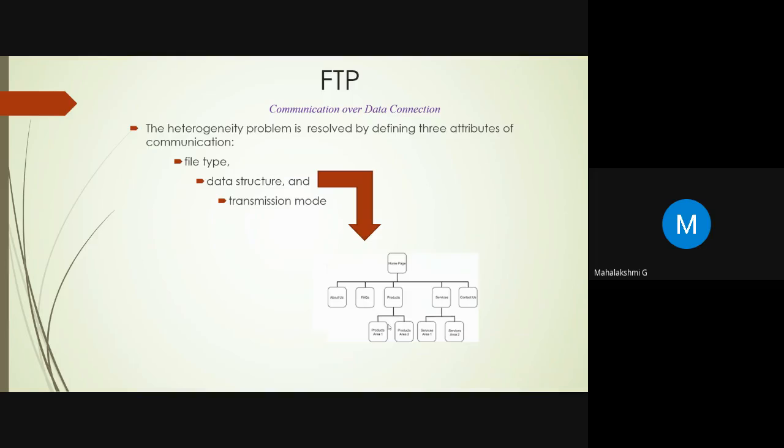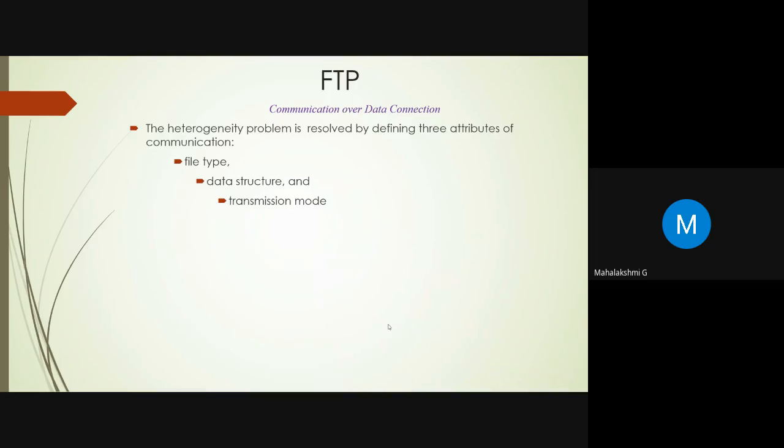And the last attribute is transmission mode. We have three different types: stream mode, block mode, and compressed mode.